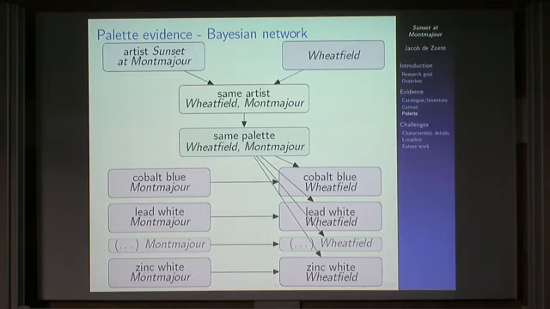And why is there an arrow from cobalt blue Montmajour to cobalt blue Wheatfield? Well, essentially I could do this with one node. You could just say, do they both have cobalt blue? But at some later point you might be interested in how likely it is cobalt blue was used in this one if you have some timing information. And furthermore, to convey the message that in some cases you're looking at these colors and there's way more, because I just showed three here.